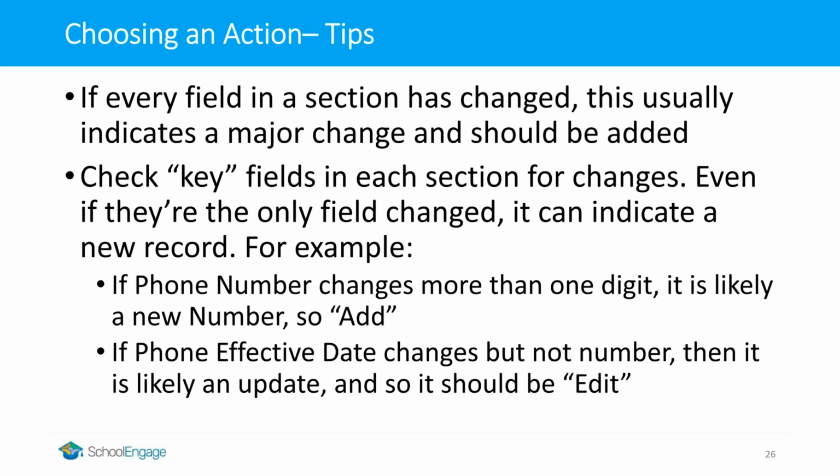The identification information section can't actually be added, so it's not as relevant. But in the citizenship section, if the actual citizenship type changes, that is always an add. So again, always make sure you're reviewing those key fields and thinking about, okay, do I need to change this? And as I mentioned, we're trying to give good recommendations through SchoolEngage, but we can't always guarantee it's going to be 100% correct.